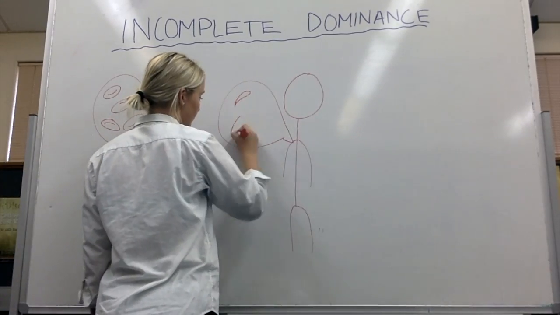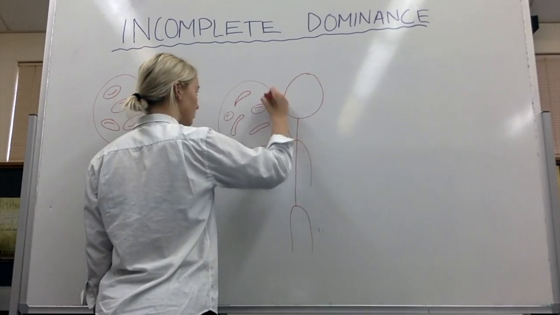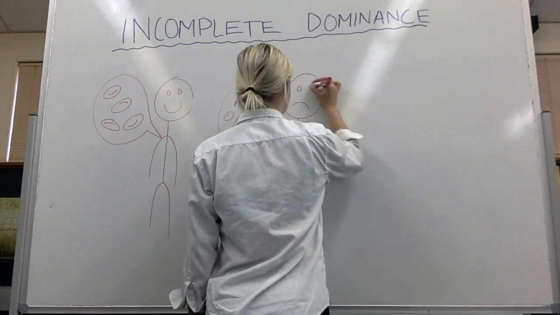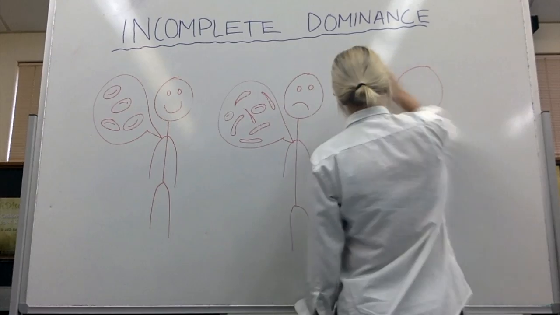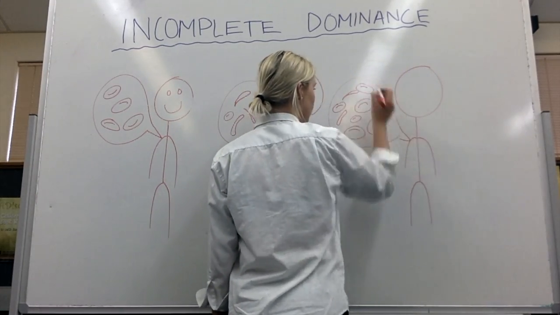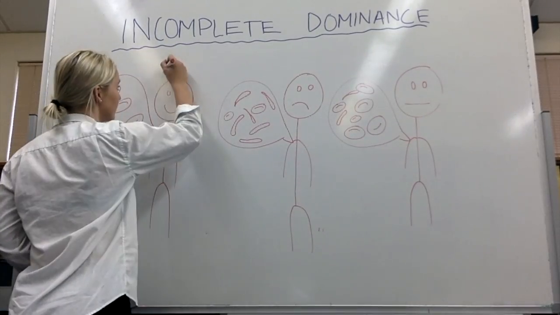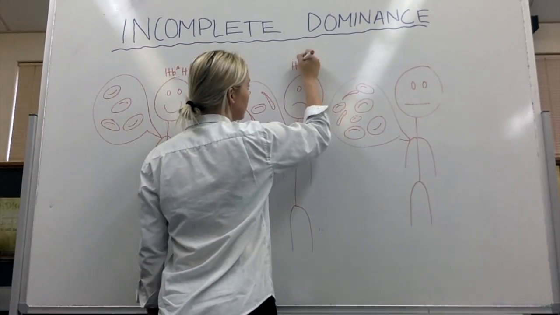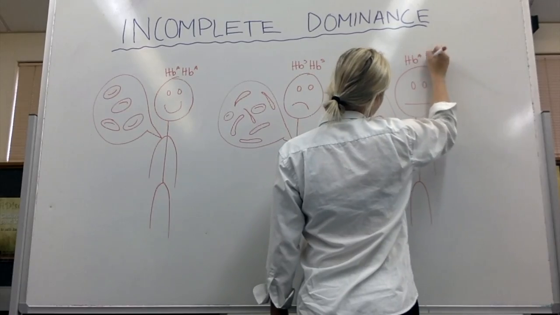However, they do produce some sickled cells, and therefore their blood phenotypes show both the normal and the affected red blood cells. This is an example of incomplete dominance in humans, as the normal blood type and sickle cell blood type are expressed simultaneously.